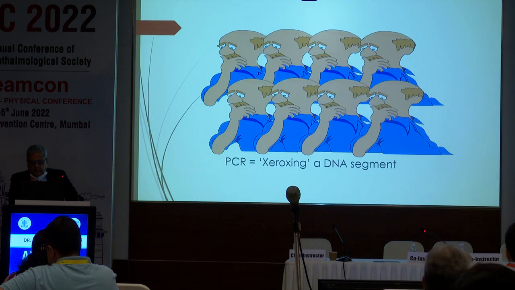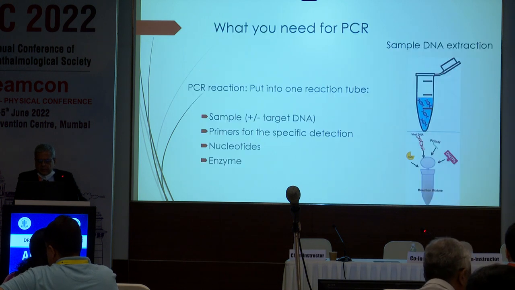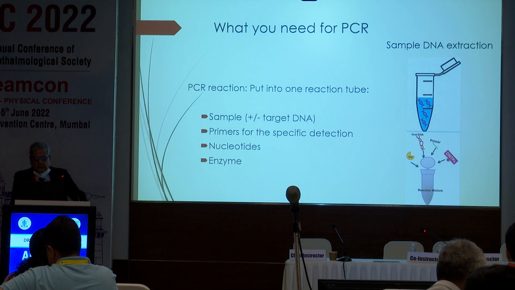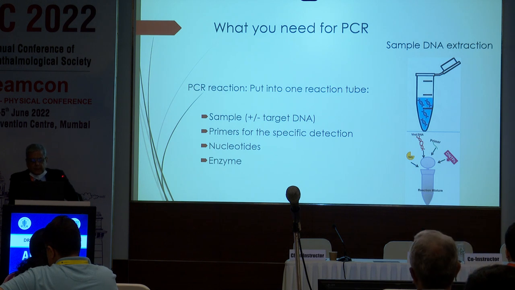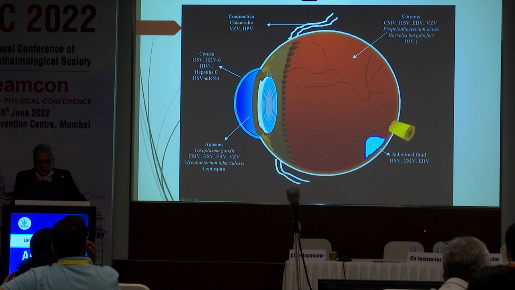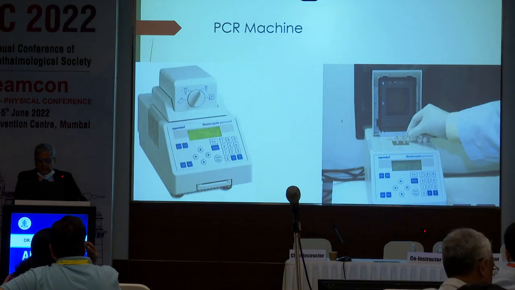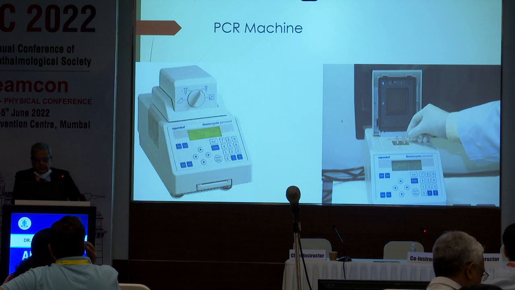PCR is a kind of xeroxing, or multiplying, of the DNA segment, and it magnifies it a million times. The reaction sample, primers for the specific detection, nucleotides and enzymes are put into it. You can take samples from the anterior chamber, corneal surface, conjunctiva, subretinal fluid and the vitreous material, and various organisms can be detected by the PCR technique.